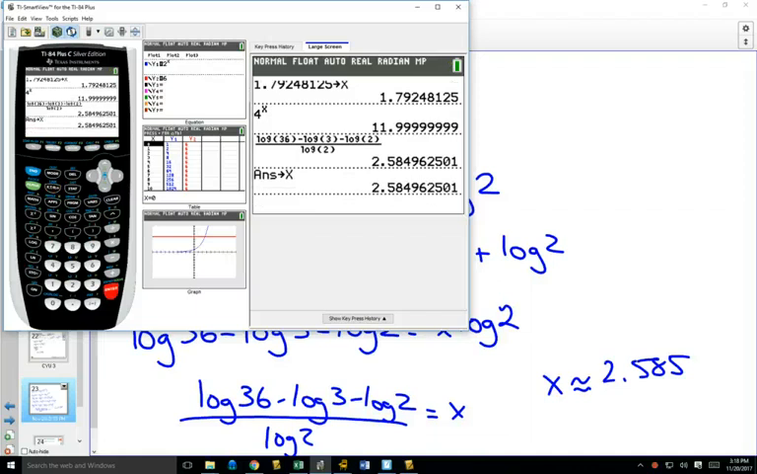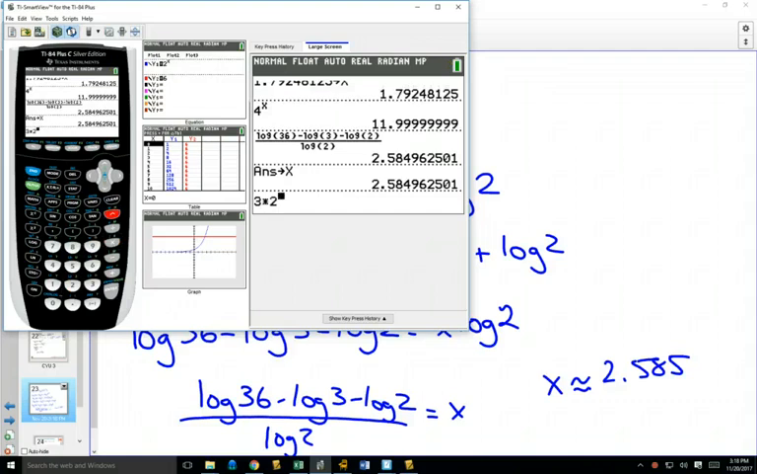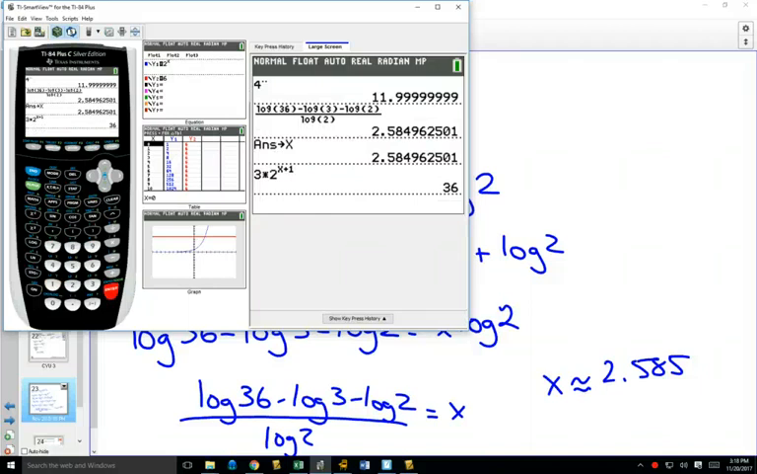So if I go back to the original equation, which had 36 on the left and 3 times 2 to the x plus 1 on the right, are they the same? Yes, it's equal to 36. So we know we've got it right.